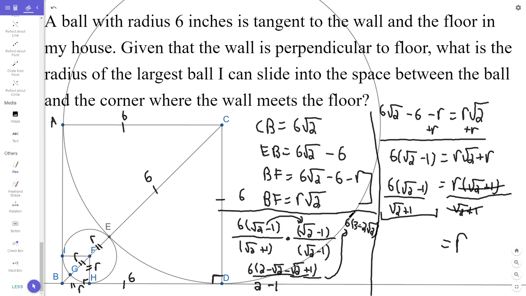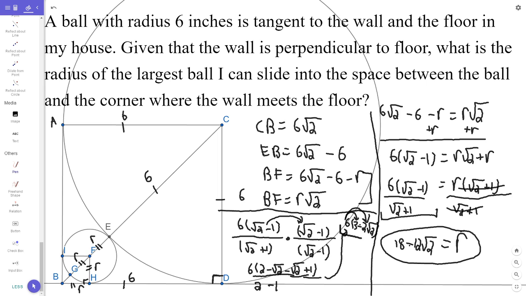Alright, now finally we can multiply stuff out. 6 times 3 gives us 18. And 6 times negative 2 is negative 12. Keep the square root of 2. Oof. So, that is our final answer for the radius.